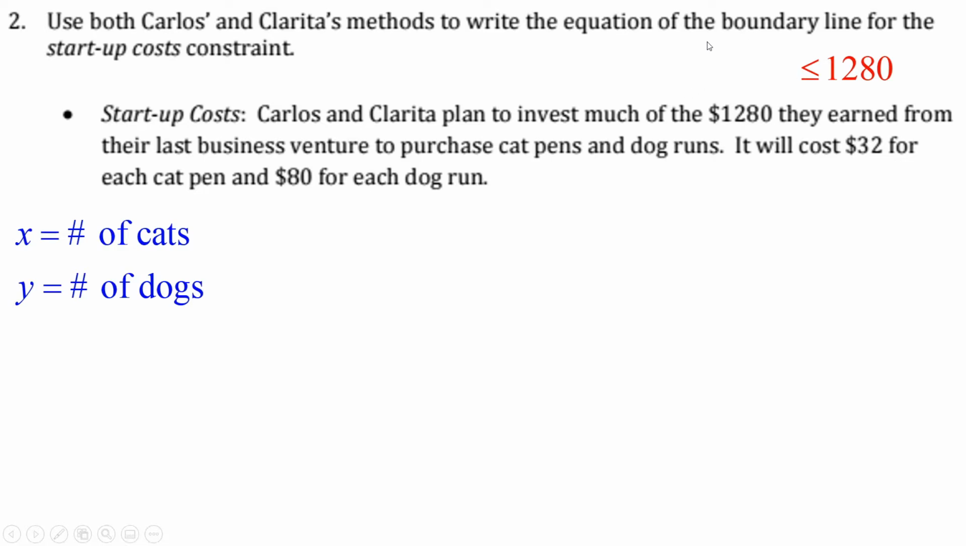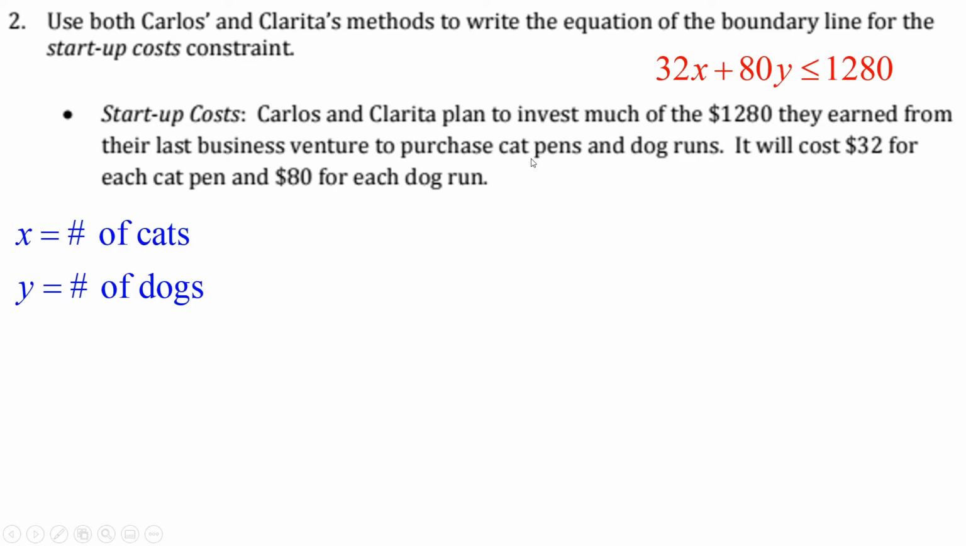And let's get the expression on the left-hand side. They earned from their last business venture to purchase cat pens and dog runs. It will cost $32 for each cat pen, and remember, cats would be our x, so let's go at 32x, and $80 for each dog run, and we're using y for the number of dog runs, so that'd be plus 80y. So this is our inequality in standard form.